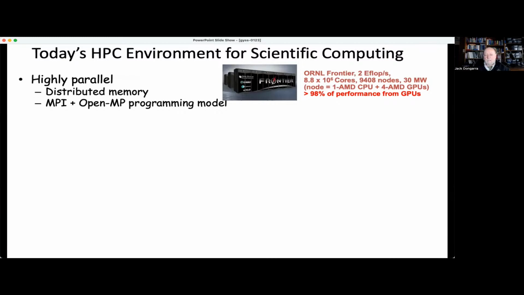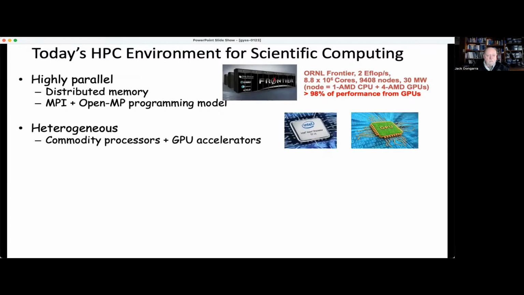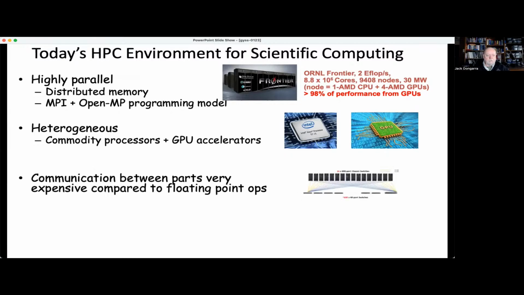And if we take a look at where the performance is, 98% of the performance comes from the GPUs. So you really need to be using those GPUs in your computation, that offload of the computationally intense parts, and doing that on the GPU. So we have this heterogeneous collection of commodity processors and also commodity GPUs that are being used to drive high performance computing today.